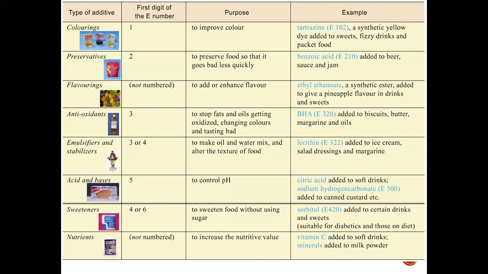Antioxidants start with 300. Then emulsifiers can be 3 or 4 hundred, like lecithin, an example of an emulsifier which is used in ice creams, etc. Then acids like citric acid are used. It starts with E500, like sodium hydrogen carbonate, E500. Then sweeteners like E420.